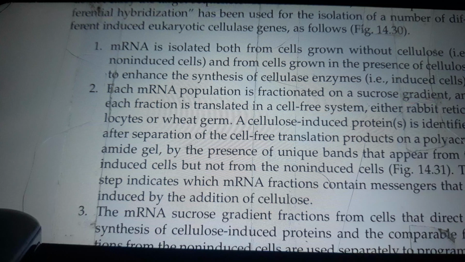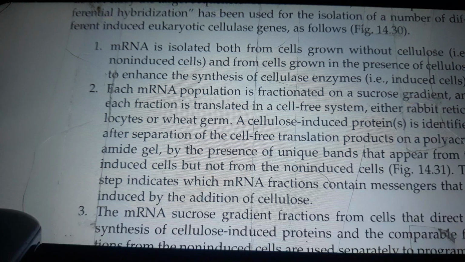mRNA is isolated from cells grown without cellulose, that is, non-induced cells, and from cells grown in the presence of cellulose to enhance synthesis of cellulase enzymes, that is, induced cells. Each mRNA population is fractionated in a sucrose gradient, and each fraction is translated in a cell-free system, either rabbit reticulocytes or wheat germ.